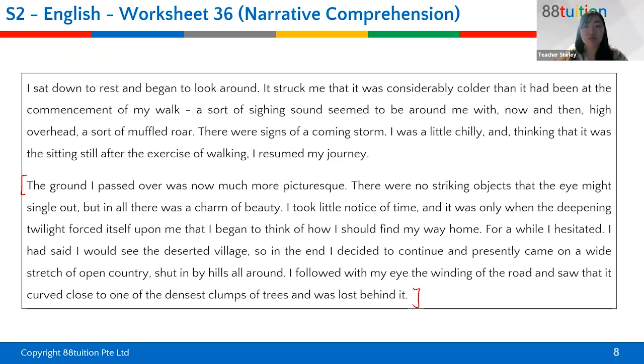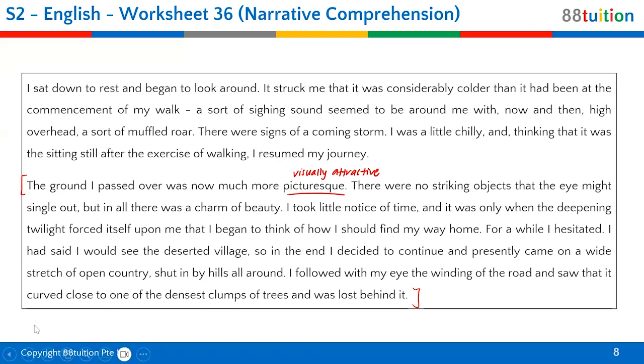Okay, this one is pronounced as picturesque. It's not pronounced like queer, right? Because there's a Q there, right? The pronunciation is picturesque. So picturesque, what does it mean? It's usually referring to a scenery. So it's something that's visually attractive. So the ground I passed over was now much more picturesque, which is like visually attractive. Okay, let's continue.